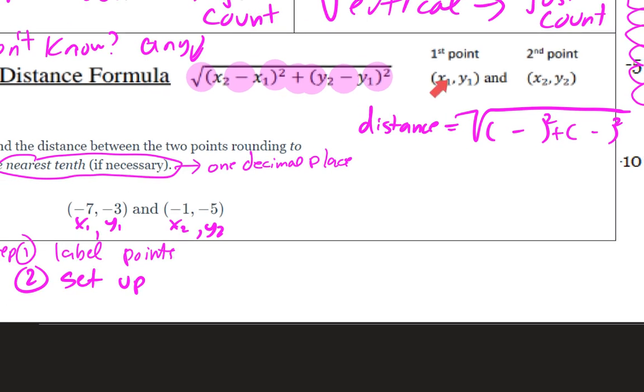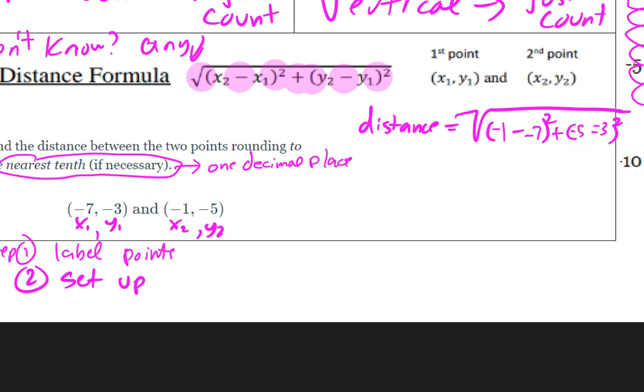So we said it was x2 minus x1. So x2 is negative 1. Right, so we're not going to forget that negative. So negative 1, okay, minus x1. So x1 is negative 7. So let's write that down, negative 7. Okay, next, it says y2 minus y1. So y2 is negative 5 minus y1. So y1 is negative 3. Okay, so let's type that into our calculator just like that.